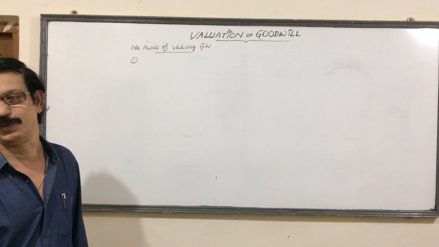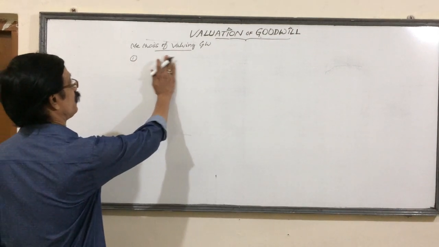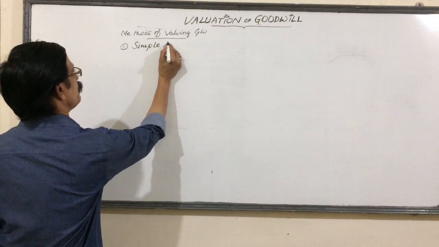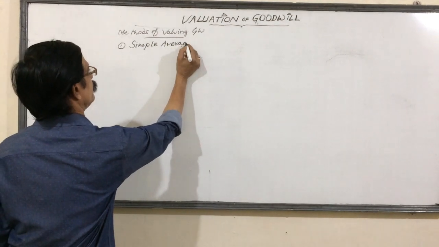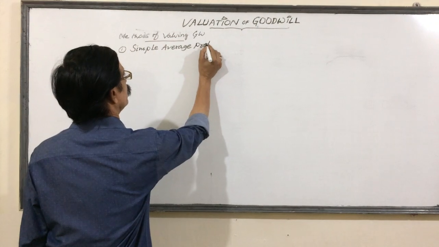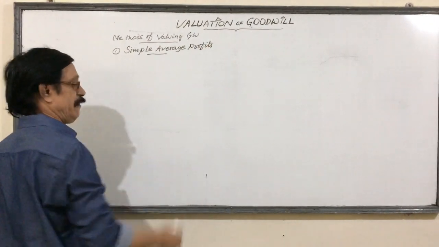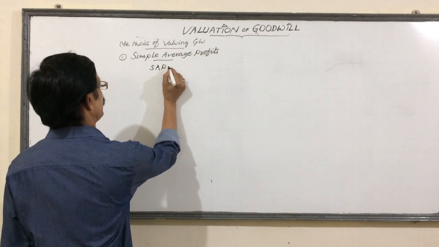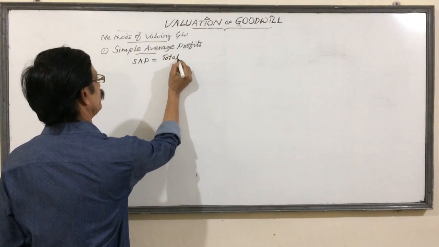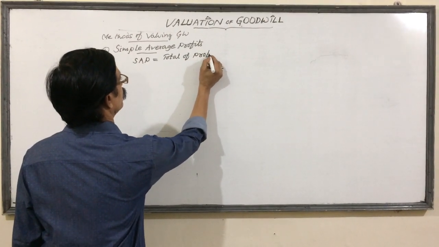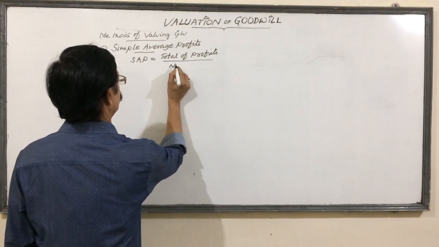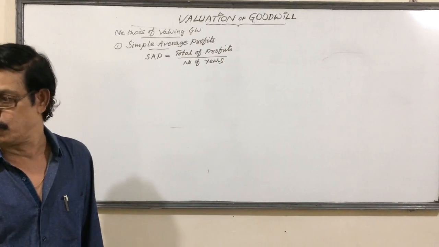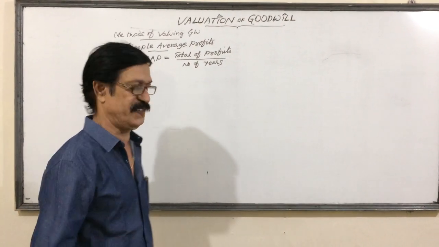Now I am going through how to value goodwill. Valuation of goodwill methods. Number 1, simple average profits method. Well, yes students, simple average profit is equal to total of profits divided by number of years.